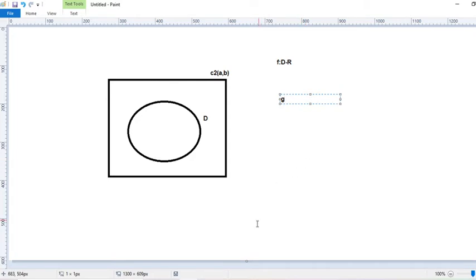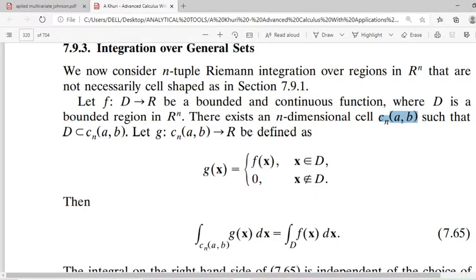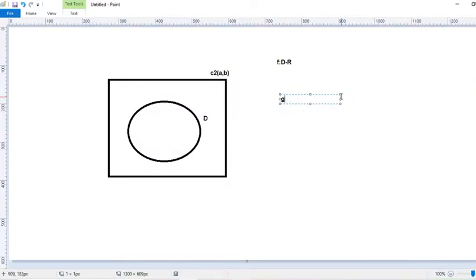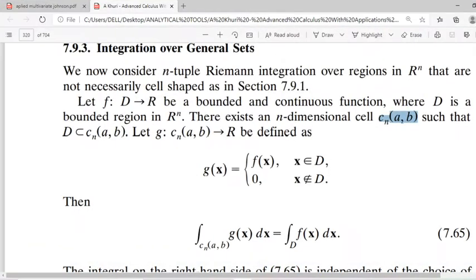G is a function from Cn of a, b to R, that is, C2 of a, b to R. This is integrable because we have the definition of integration of a function over the cell. So this is integrable. You have to integrate f from D to R, whereas D is contained in C2 of a comma b. Look at this construction.